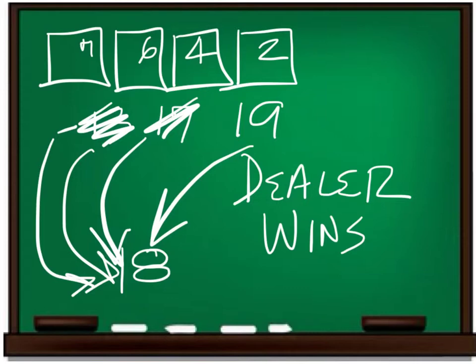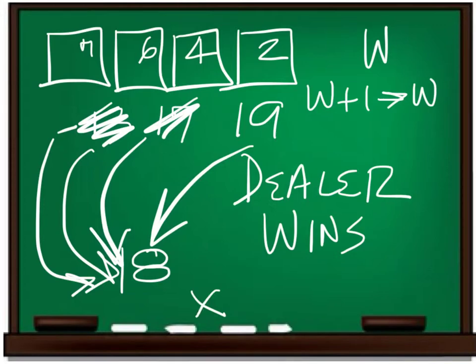So if W is the wins for the dealer, so it would be W plus 1. Store it in for W. What should W and, if your wins are X, what should W and X start with at the beginning of each round? Should be 0, because nobody has any wins before you start playing. And then you start adding to it.